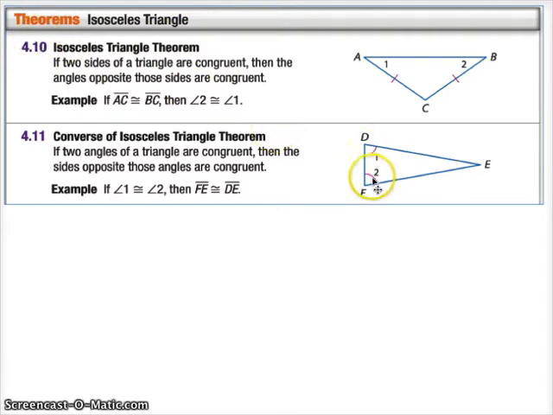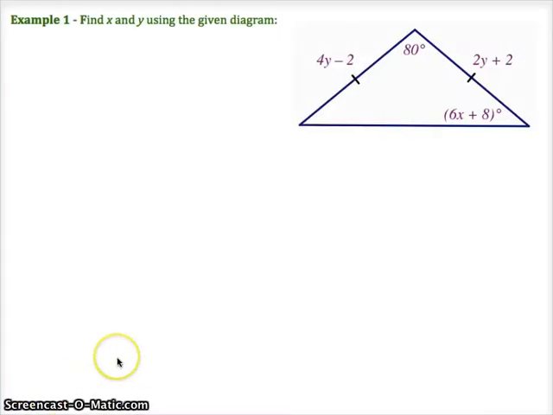So if you know that two angles of a triangle are congruent, the sides opposite them, so the sides they connect to, kind of like this, here it's DE and DF, those are also congruent. Majorly important and helpful. Okay, so let's do some of that.